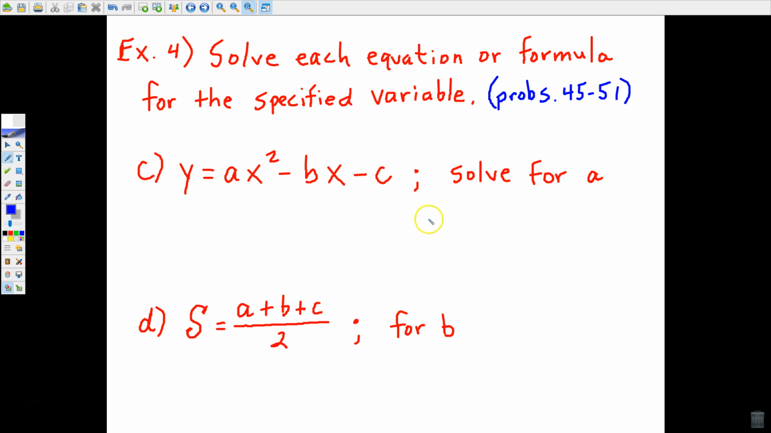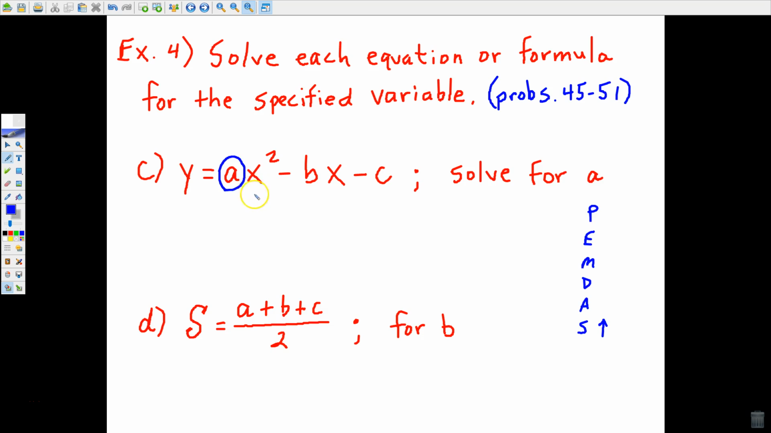Okay, a couple more examples. This time we're asked to solve for a. I'm just going to put a circle around a, because solving means a should be all by itself on this right side when I'm done. So we're going to be undoing some things.